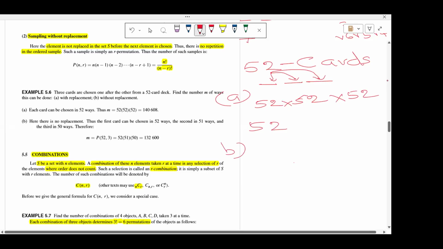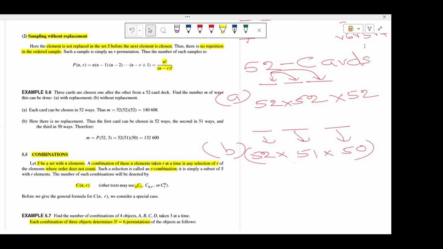Second question, without repetitions. It means I take one card and keep it outside, then take my second card. So in this scenario, what will happen? The first position we can fill in 52 ways, but the second position in 51 ways, and the third position in 50 ways. This is the answer without repetitions. Hope you can understand, right?